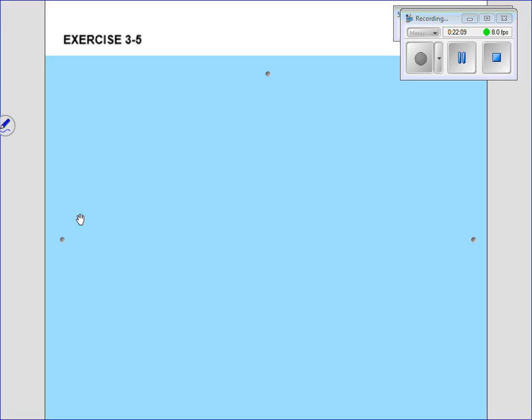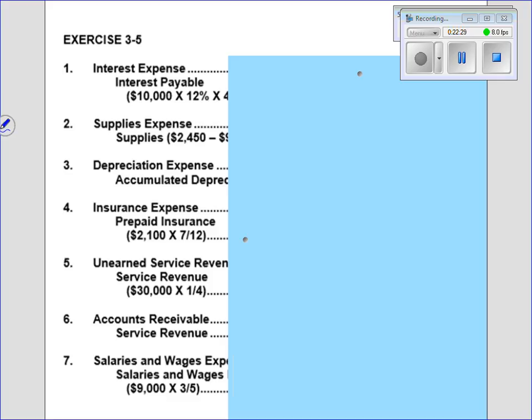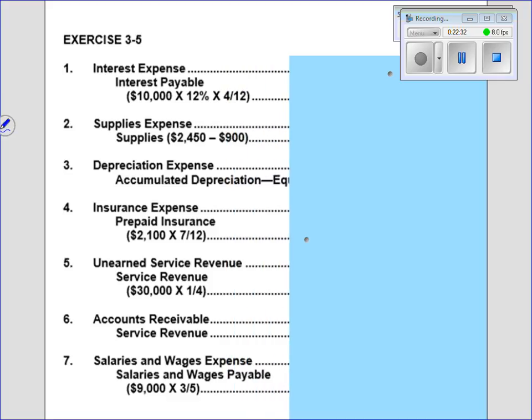Number 1, Vernikova Company borrowed $10,000 by signing a 12% one-year note on September 1st. I see interest expense as the debit and interest payable as the credit. On a loan, we haven't paid this thing yet. I think it said a one-year note. But there's interest piling up with it.